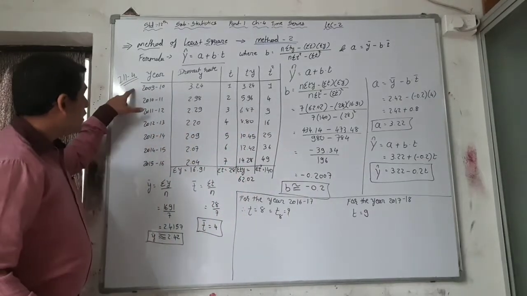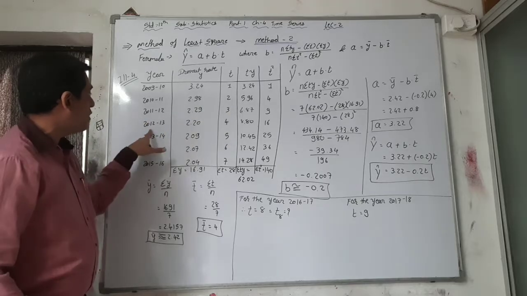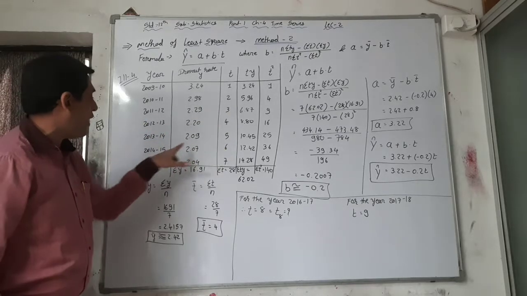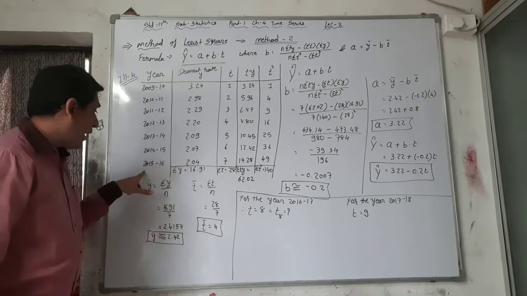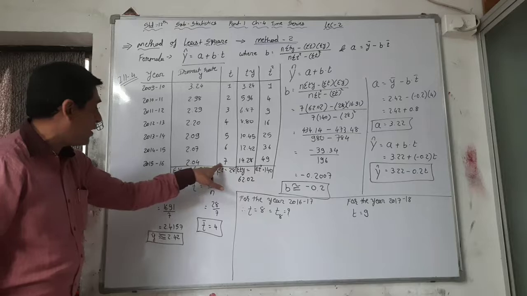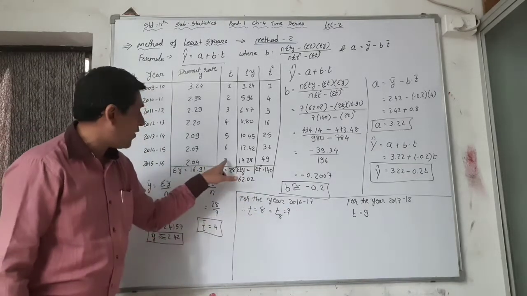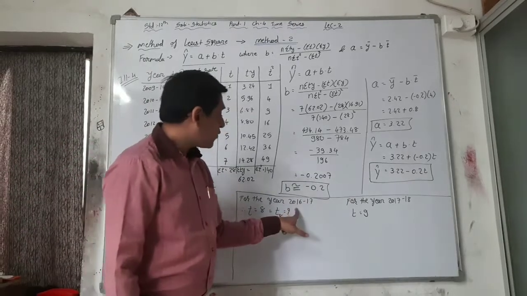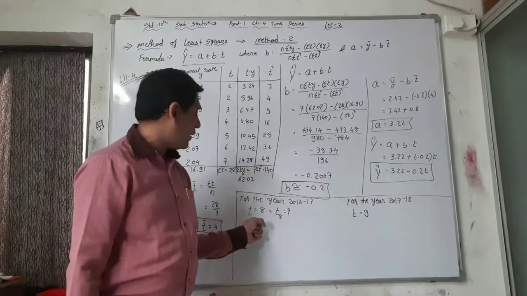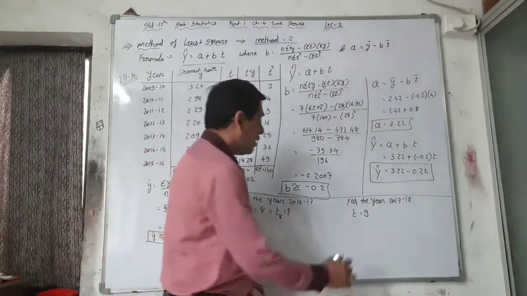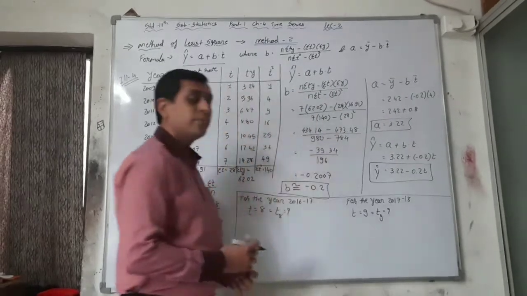Why? Here 2009-10 is equal to 1, 10-11 is equal to 2, 11-12 is 3, 12-13 is 4, 13-14 is 5, 14-15 is 6, 15-16 is equal to 7. Last, 15-16 is equal to 7. So 16-17 after that is 8, and 2016-17 after that is 2017-18. So we are taking t is equal to 9 here. That's, we can say t9. We have to find out the value of t9.